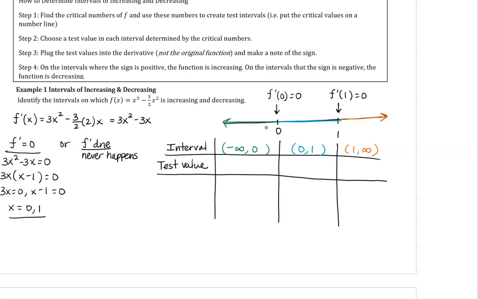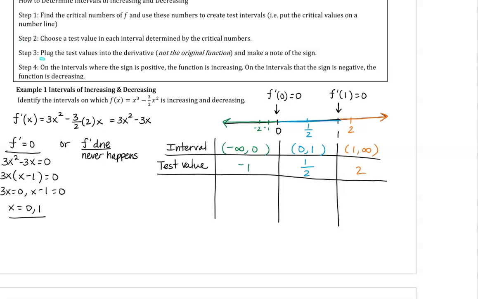So for instance, when I'm choosing a number in the first interval, I could choose -1, or I could choose -2. I could choose any number that's to the left of 0. I'll choose -1. For the interval in the middle between 0 and 1, I will choose 1/2. And for the interval on the right from 1 to infinity, I will choose a positive 2. So now that I have a test value in each of those intervals, we have done step 2.